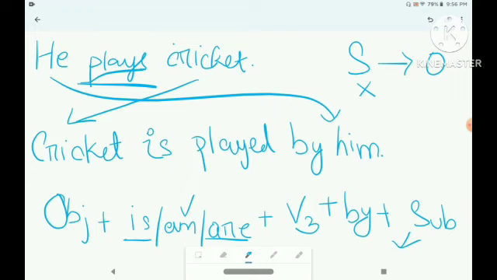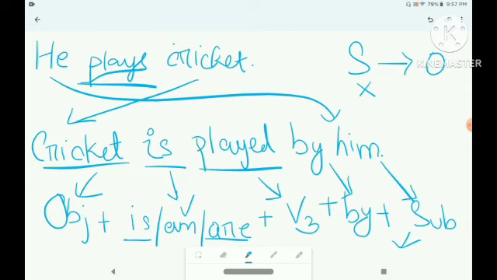Now I am telling you, according to the structure: cricket is the object, is is our is form, played is the verb's third form, by him. Very easy, everything is followed. So take out this structure; we just have to remember the structure, perform the calculation, and we can do it easily. And next we will be doing, let me erase all this mess from here.